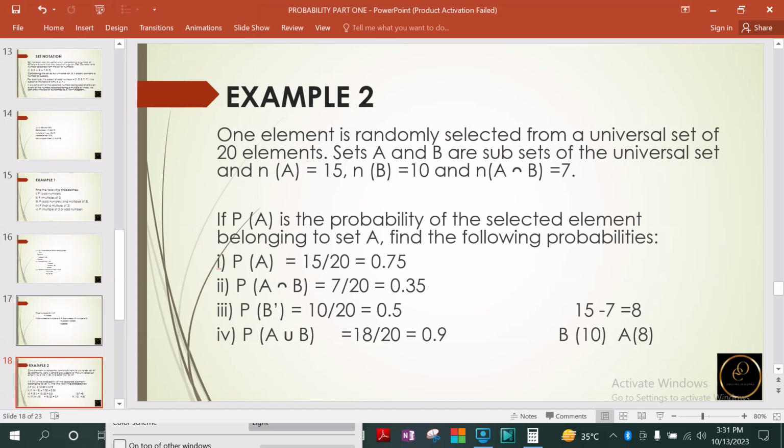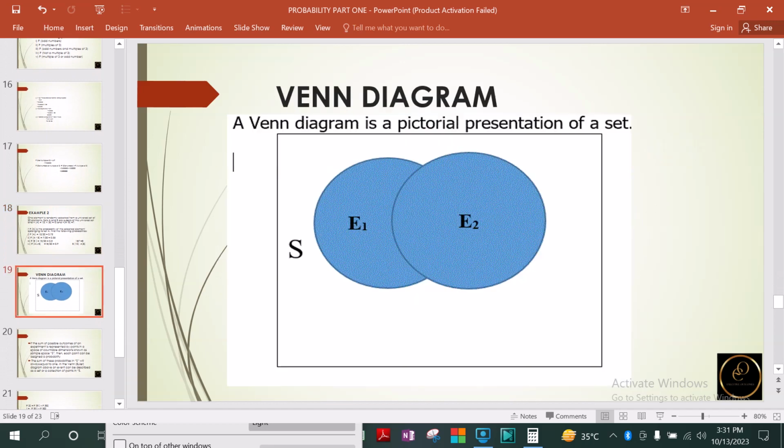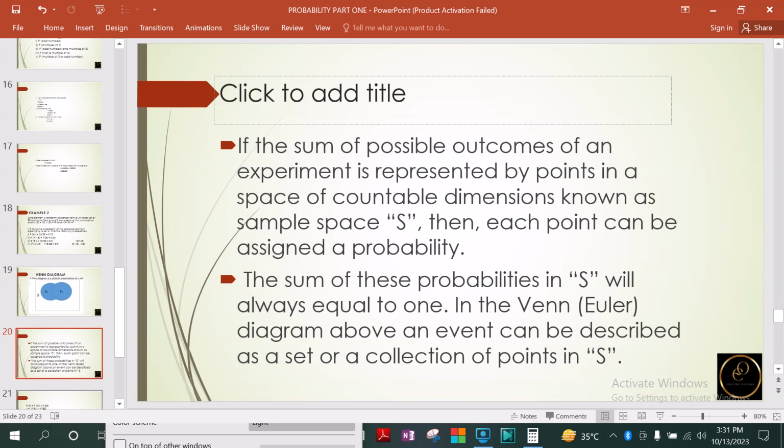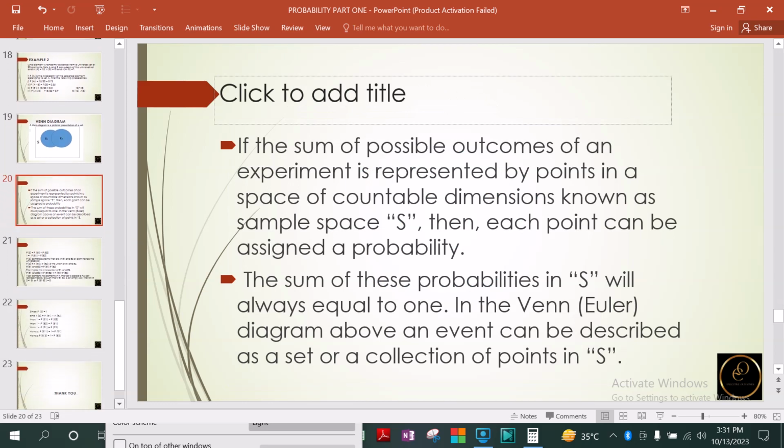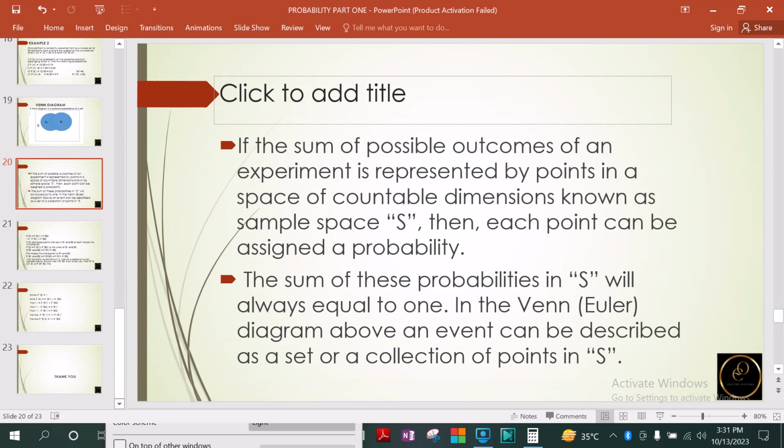Okay, then we move on to look at the next one. I talked about Venn diagram. What is important is to look at also these other points. We say if the sum of possible outcomes of an experiment is represented by points in a space of countable dimensions known as sample space, then each point can be assigned a probability. That's what we have been seeing in what we have been dealing with.